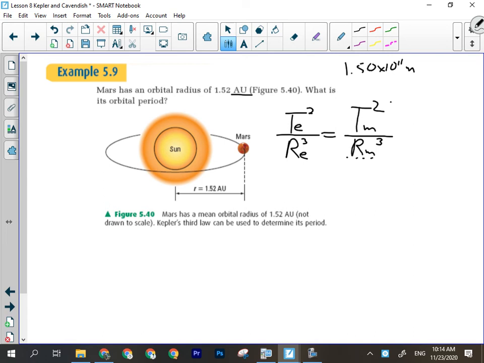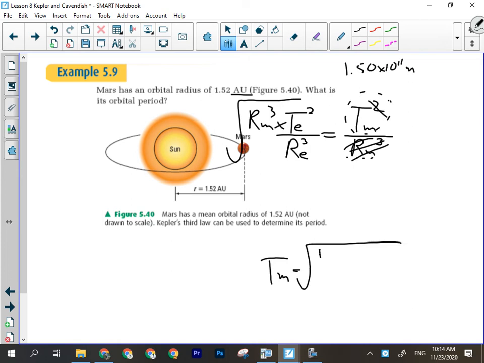So I'm trying to solve for the period of Mars's orbit. What I'm going to do is manipulate by bringing the radius of Mars's orbit cubed over here. That'll give me the formula for the square of Mars's period. Then I just take the square root of that. I'm calculating how long 1 year is on Mars. So when I plug in my numbers, the period of Mars is going to be the square root of 1.52 cubed times 1 squared divided by 1 cubed.